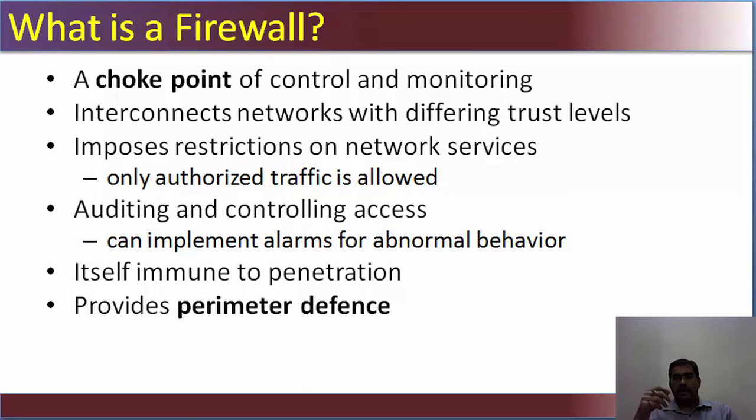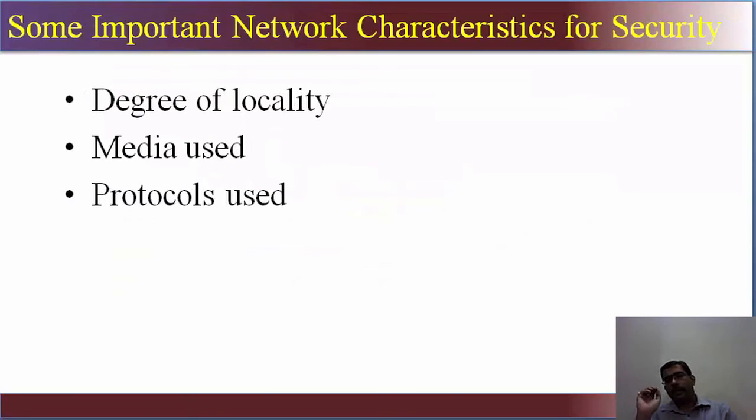It also has the capability of auditing and controlling the access to the network. It can also implement alarms for abnormal behaviors. Nowadays you have something called a UTM device, Unified Threat Management, which consists of your firewall, your router, your IDS, your IPS, your anti-spam, email gateway, all put together into one box. It is itself immune from penetration and it provides perimeter defense. So basically it provides defense at the edge of your network, the place where your internal network exits and goes to the external network.